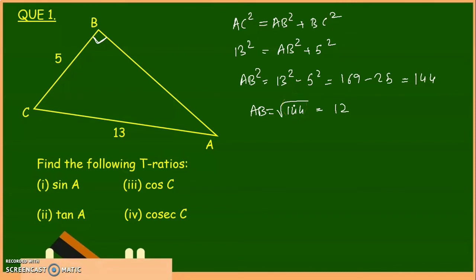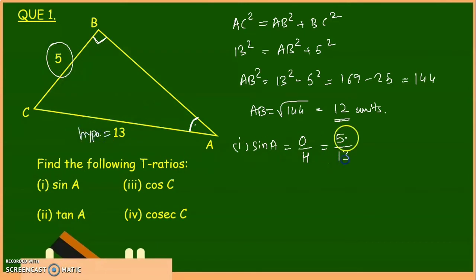Actually, the square root of 144 is plus or minus 12, but the side of the triangle cannot be negative, so we will take AB equal to plus 12 units only. Now we have to find first sin A. The formula for sin A is opposite side upon hypotenuse. For this angle A, 5 is the opposite side and 13 is the hypotenuse of the triangle. So sin A equals 5 upon 13.